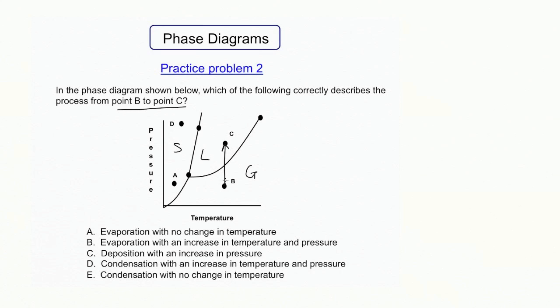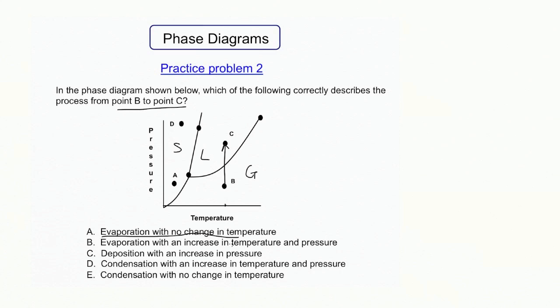It looks like when you go from this B point to C point, temperature is not changing. It's always this much. But you are changing the pressure. You are increasing the pressure. This is the idea that you need to have when you analyze this picture. Now A, evaporation with no change in temperature.